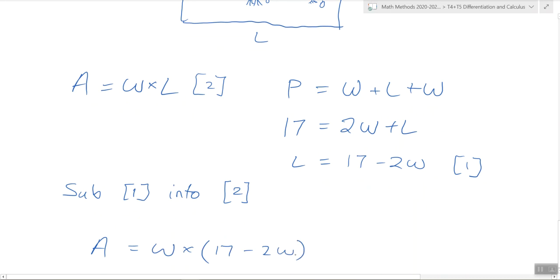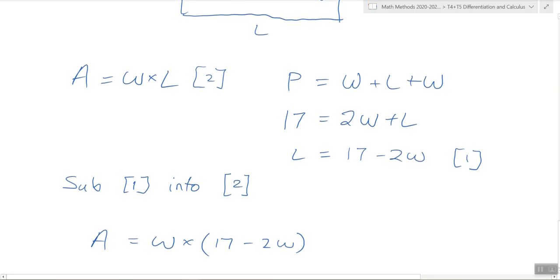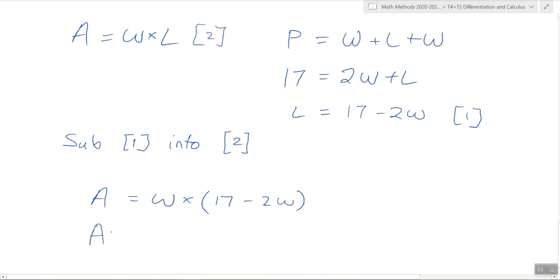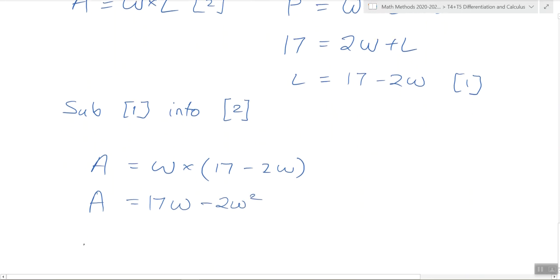Okay, does that make sense? So now I've got the thing I want to optimize, and it has one variable, so it's kind of like an XY equation now. Does that make sense? So I want to find the stationary points of this. First expand the brackets, perfect. So now we have 17W minus 2W squared. I'm finding the rate of change, dA/dW. So that's 17 minus 4W.